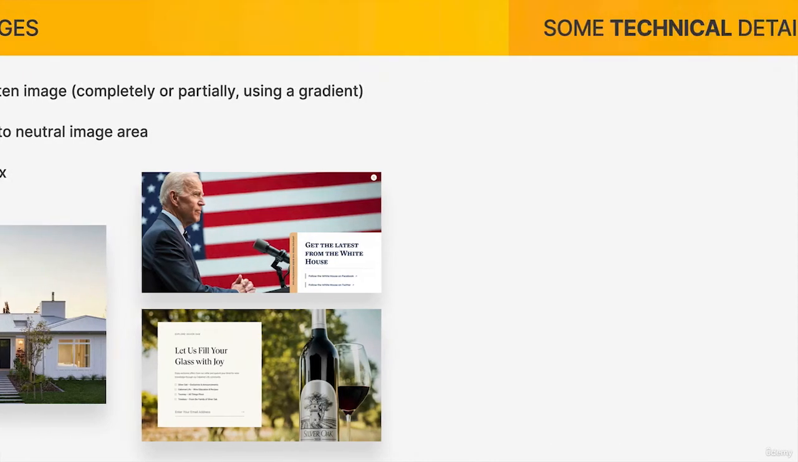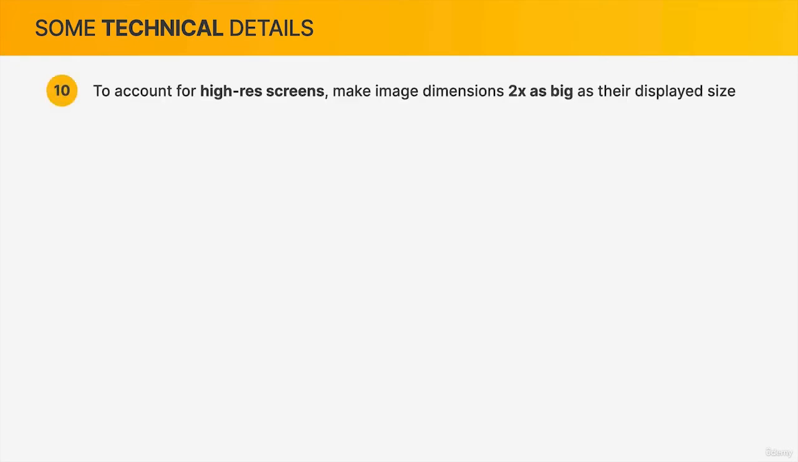Now, finally, to finish up this lecture, we also need to talk about some technical details of actually using images. And the first thing here is that we need to account for high-resolution screens, such as smartphone screens and screens in high-end laptops, such as Apple's MacBooks or the Dell XPS. Now, to do that, we need to size our images so that their actual dimensions are twice as large as we want to display them in our layout.